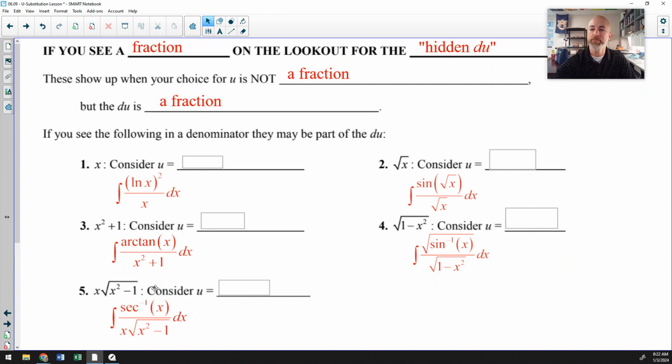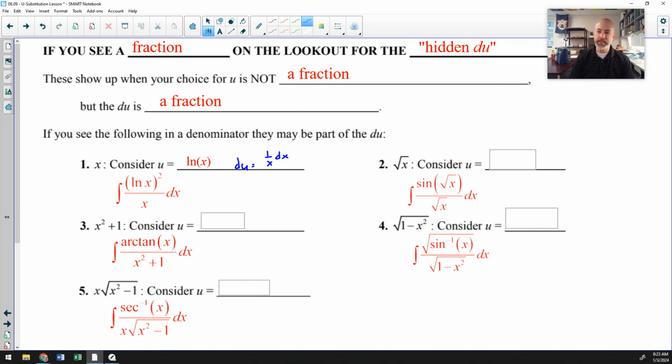If you want to take a minute, pause the video to write down these examples underneath these numbers, you can do that. Let's look at this first one. We have a fraction, and I notice that in the denominator, I see just an x. And when you see that, one thing you might want to consider is to let u equal the natural log of x, because if u is the natural log of x, then the derivative of that choice for u would be 1 over x dx.